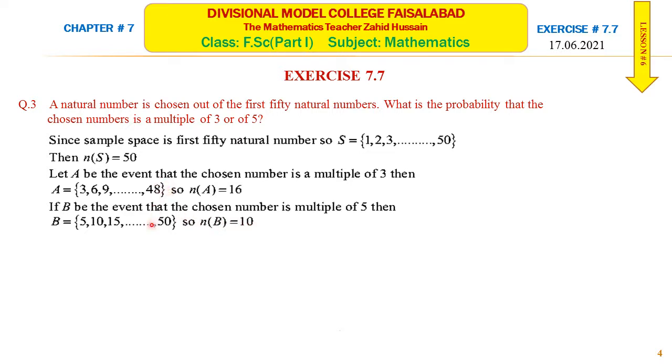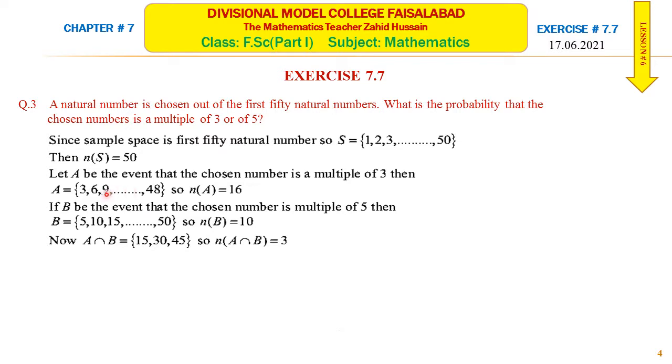Now look whether these two events are mutually exclusive or not mutually exclusive. Mutually exclusive means there is nothing common in them. Not mutually exclusive, overlapping, means there must be something common in these two. Yes, there is something common. In the multiples of 3, 15 is also a multiple of 3, and 15 is also a multiple of 5. So 15 is common in these two, and there are some other numbers.